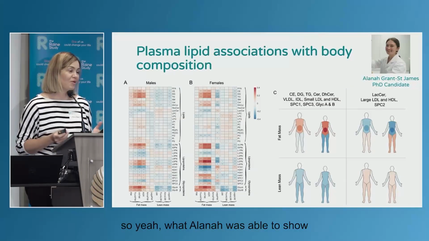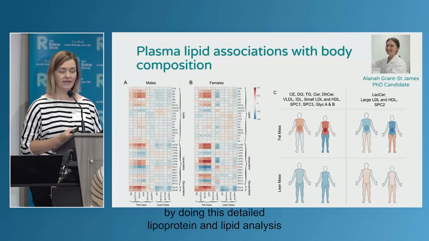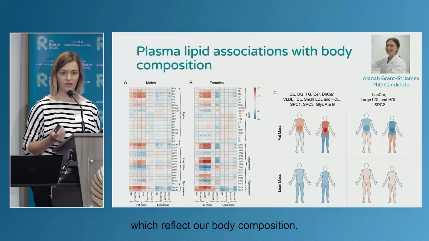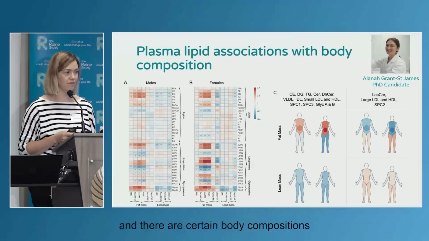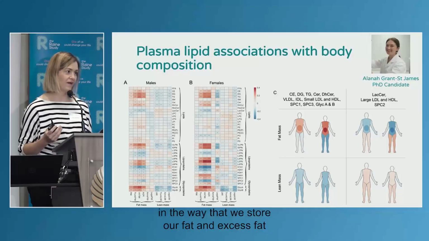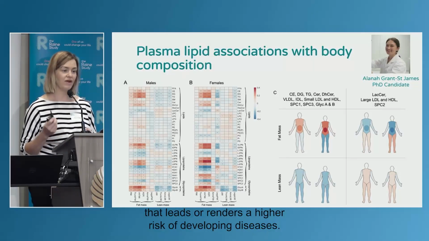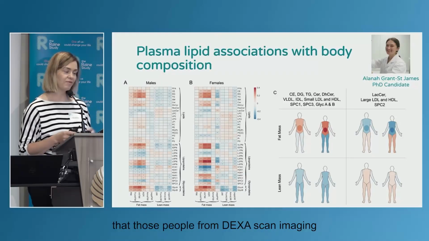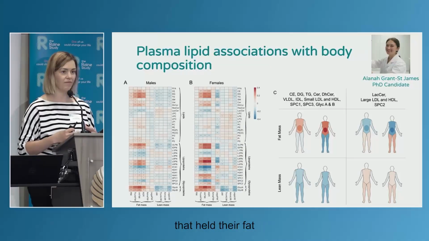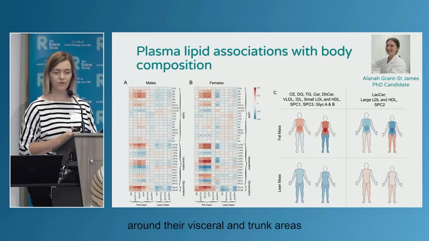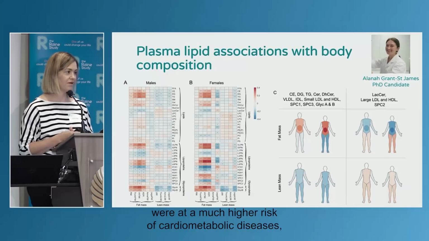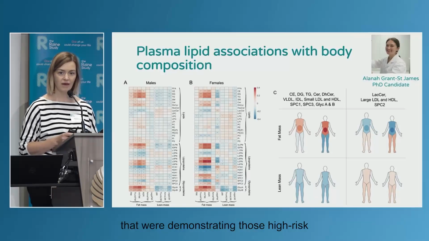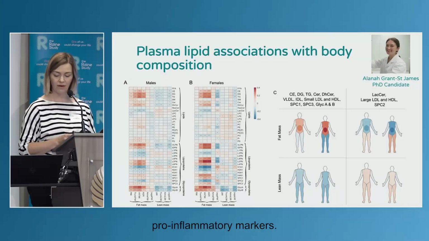What Alana was able to show by doing this detailed lipoprotein and lipid analysis is that there are very unique characteristic lipid profiles which reflect our body composition. Of course, we all have different body compositions, and there are certain body compositions and the way that we store our fat and excess fat that render us at a higher risk of developing diseases. Alana has shown that those people, from DEXA scan imaging, who held their fat around their visceral and trunk areas were at a much higher risk of cardiometabolic diseases, which was reflected in these lipid profiles demonstrating those high risk pro-inflammatory markers.